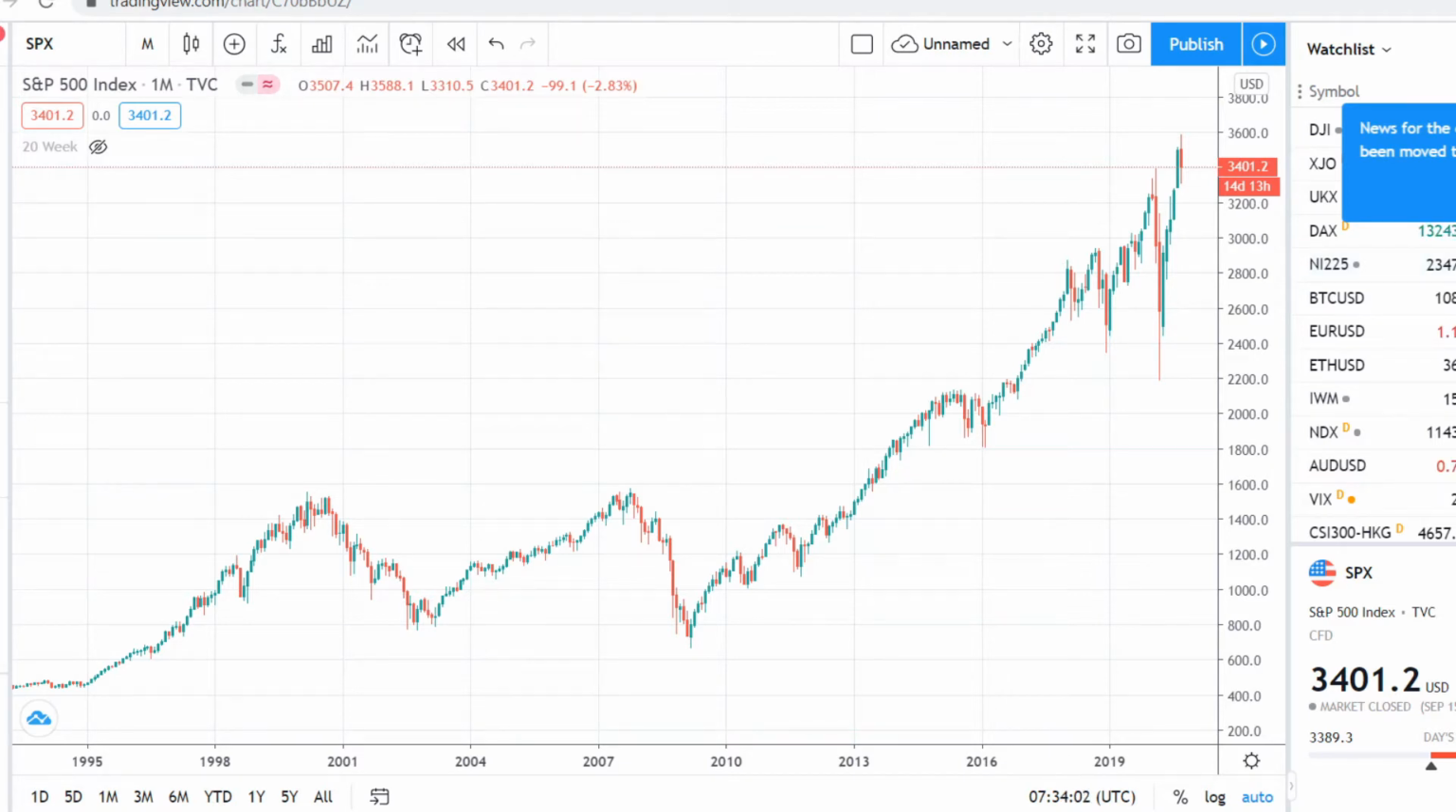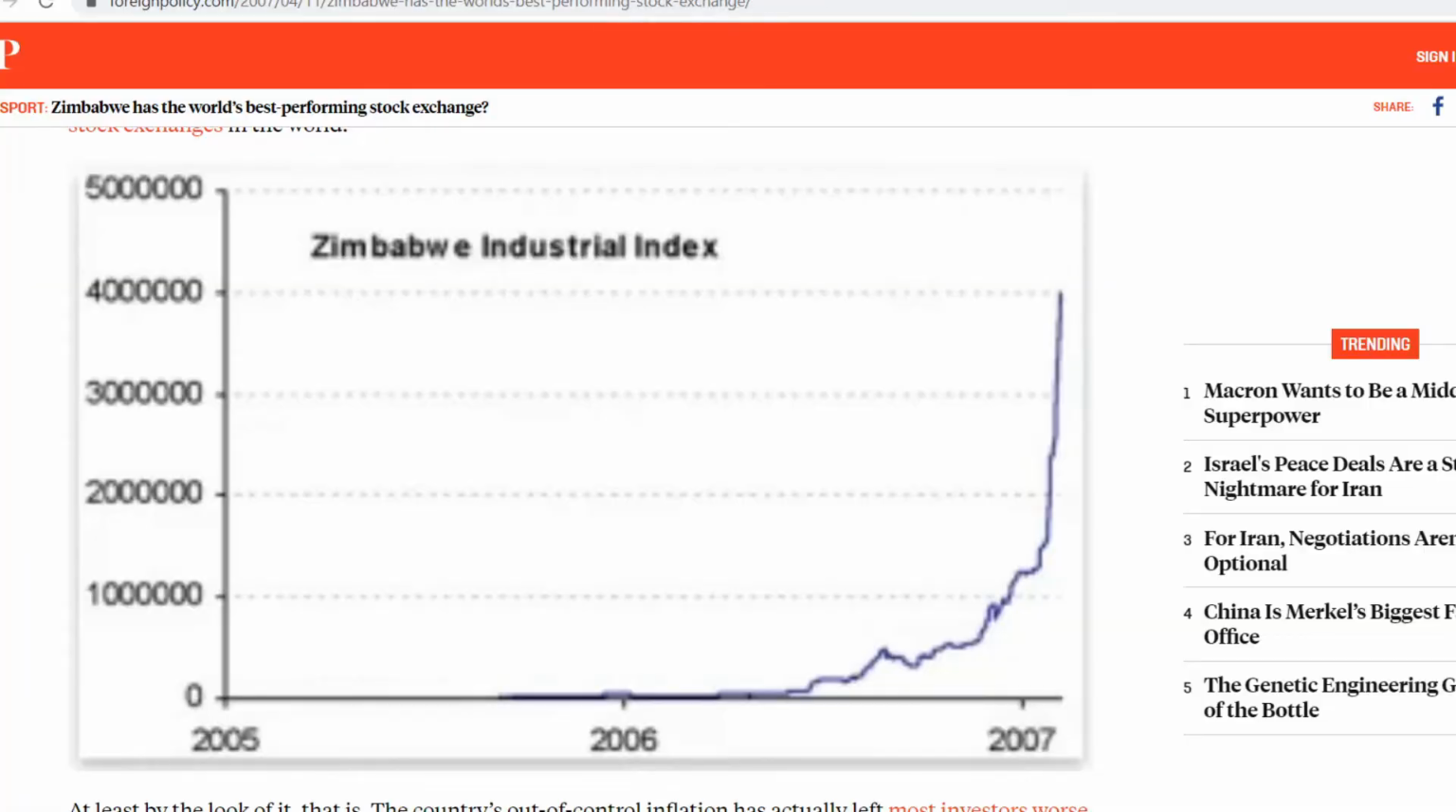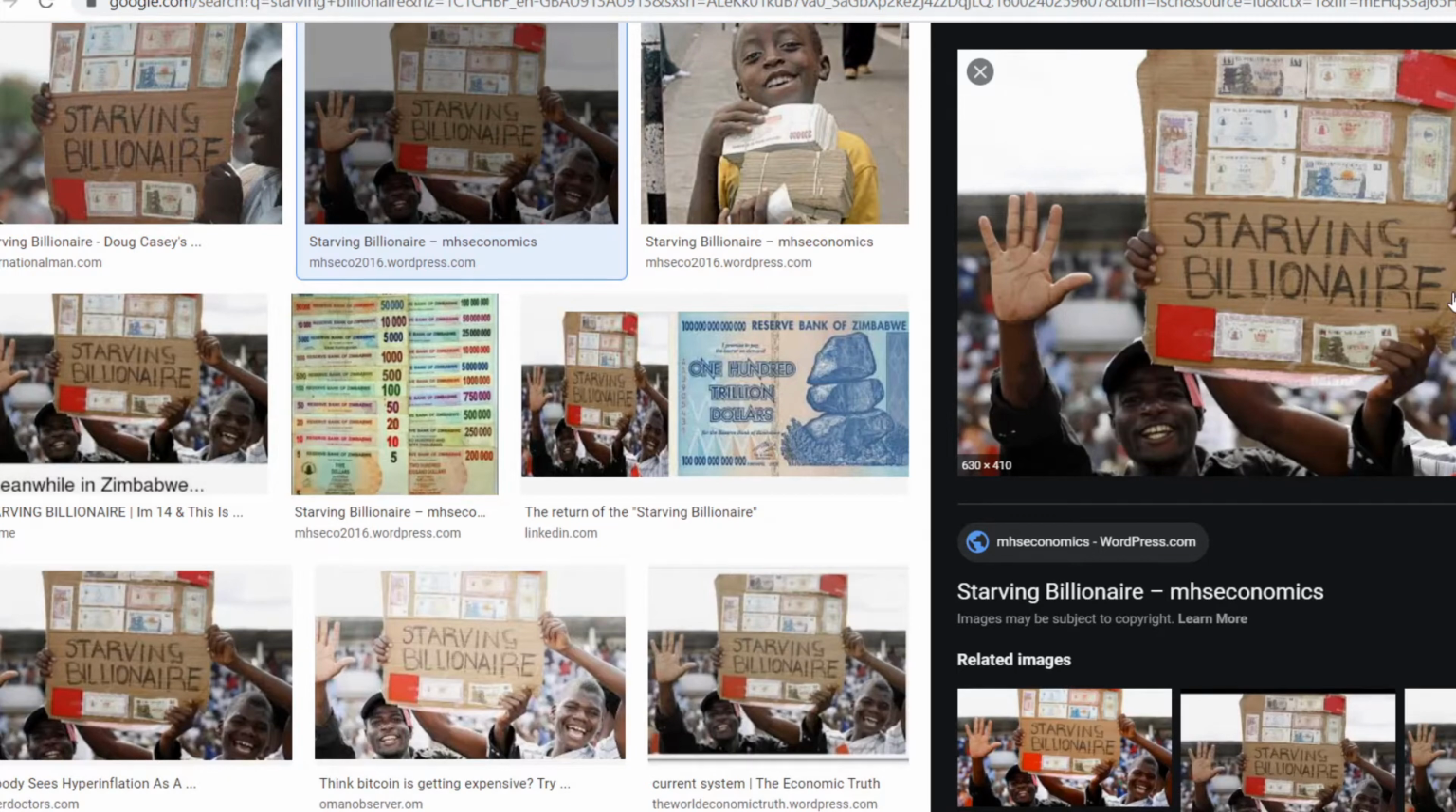Okay, when we have a look at a more recent example of a fiat currency that collapsed, this is the Zimbabwean stock market. As you can see, the stock market did absolutely amazing for the very top 1% of people who owned all their life savings in the stock market. They did great, but the 99% of people who can't get their hands on many shares in the stock market, they were absolutely impoverished as that currency collapsed. As you can see here, guys, starving billionaires.